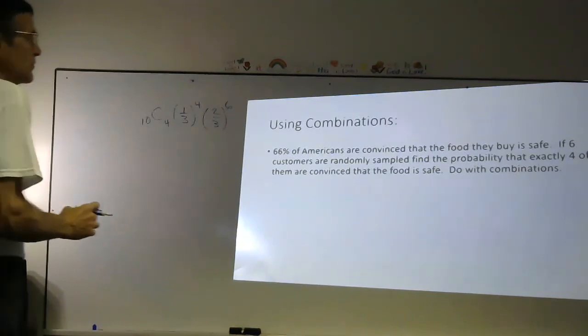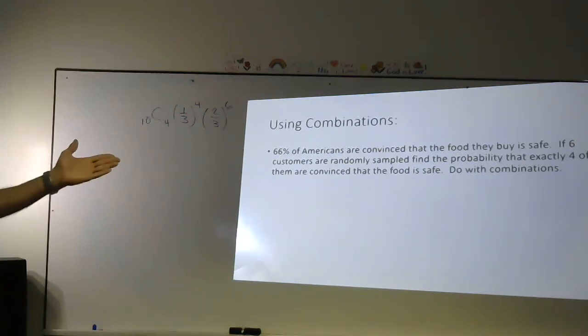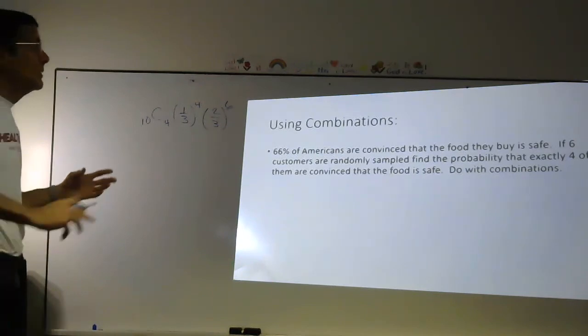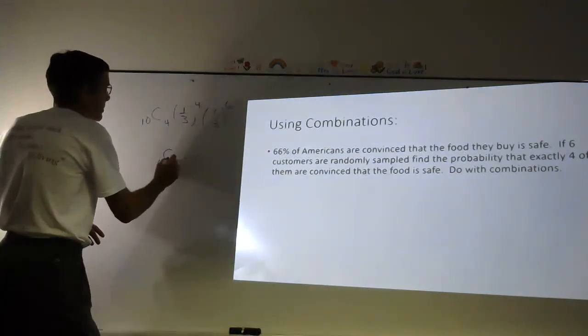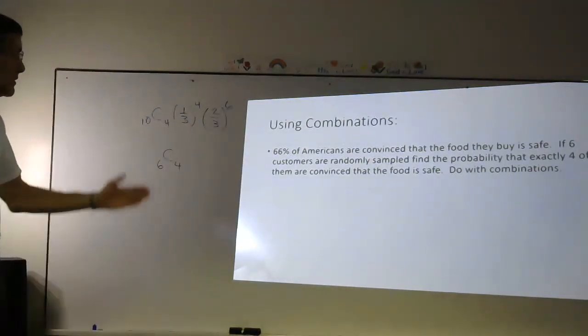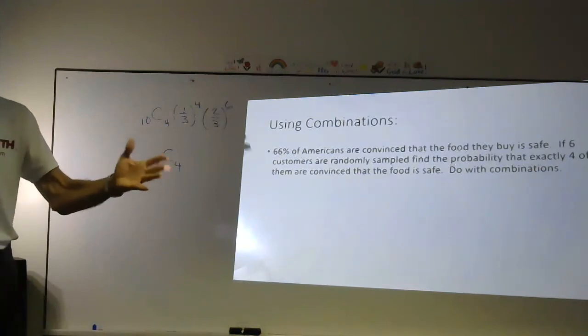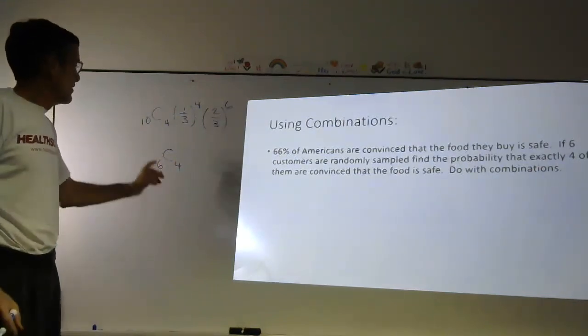66% of Americans are convinced that the food they buy is safe. 6 customers are randomly sampled. Find a probability that exactly 4 think their food is safe and 2 don't. So if we're sampling 6 people, how many ways can I pick the 4 people out of the 6? So 6C4. You see the beauty of combinations and permutations? You can do all this fun stuff, right?